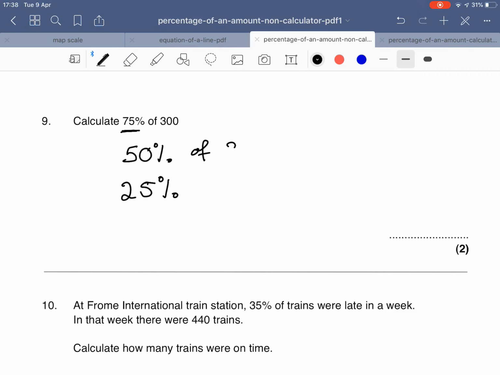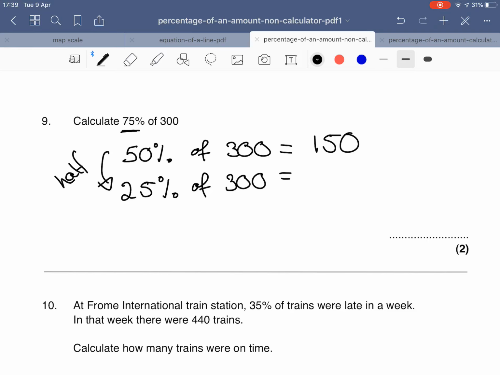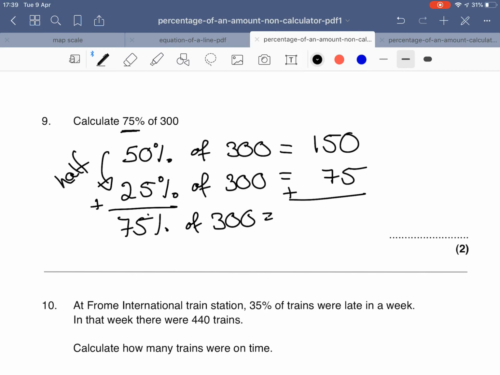Let's do 50% of 300, so that's just half of 300. Don't forget 50% is half of a number, which is 150. And then 25% of the 300 is half of that again. So I want to half my 150 to get 75. So then 75% is just going to add those together. So we add 150 and 75 to give us 225.